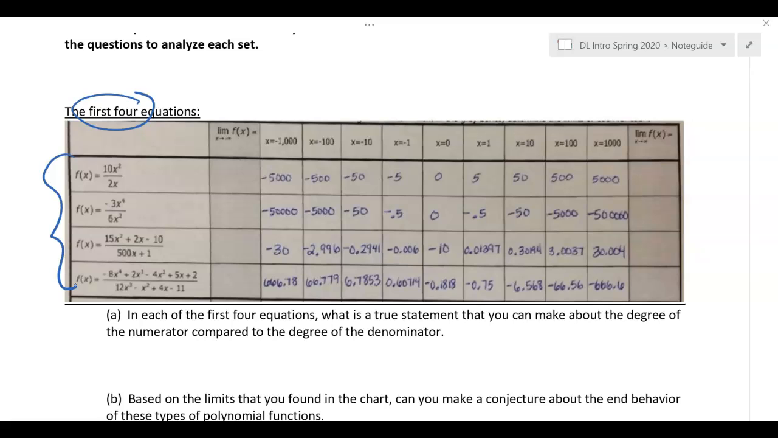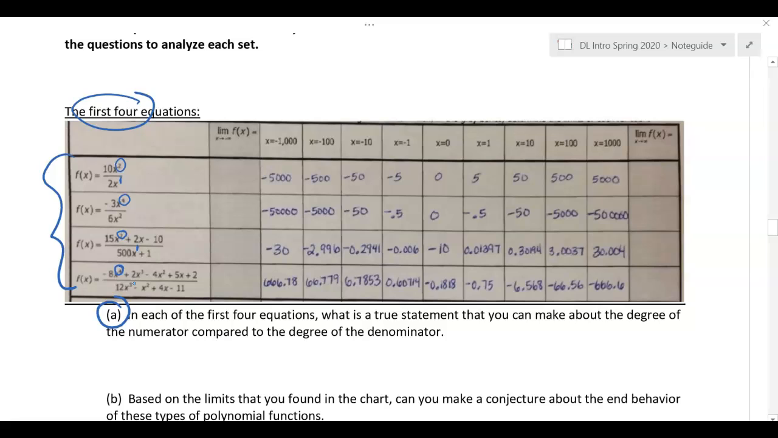So the first question asks, in the first 4 equations, what's a true statement you can make about the degree of the numerator compared to the degree of the denominator? So if you remember degree of polynomial, in this first function, the degree of the numerator is 2, where the degree of the denominator is 1. In the second function, the degree of the numerator is 4, where the degree of the denominator is 2. In the third function, the degree of the numerator is 2, where the degree of the denominator is 1. And in the last one, the degree of the numerator is 4, where the degree of the denominator is 3.